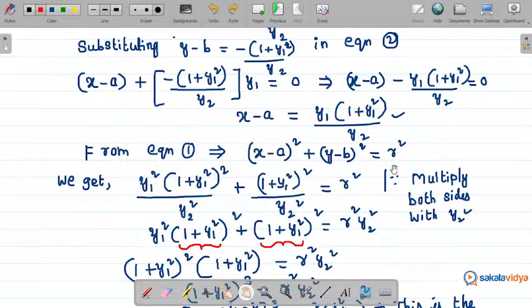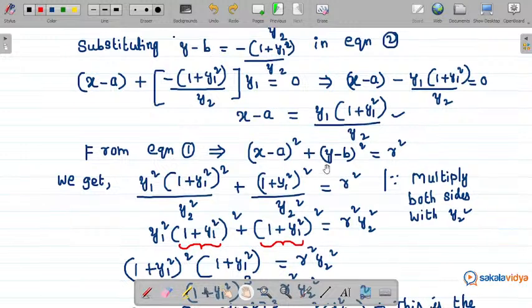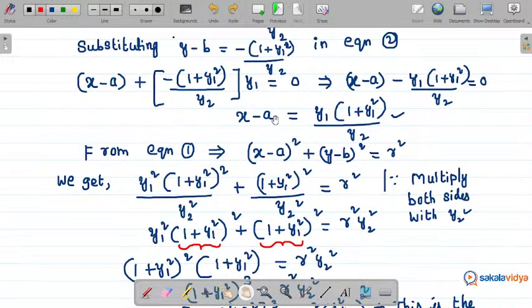Now as we know the (y minus b) value and (x minus a), let us substitute in equation 1. We have equation 1: (x minus a) whole square plus (y minus b) whole square is equal to r square. Substitute the x minus a value and the y minus b value. So (x minus a) whole square is y1 square (1 plus y1 square) whole square by y2 square, plus (y minus b), which is minus of (1 plus y1 square) by y2. By squaring (y minus b), what do you get? (1 plus y1 square) whole square by y2 square, that is equal to r square.